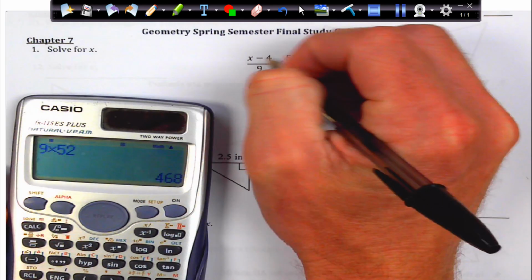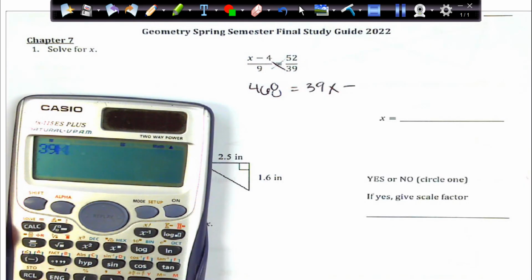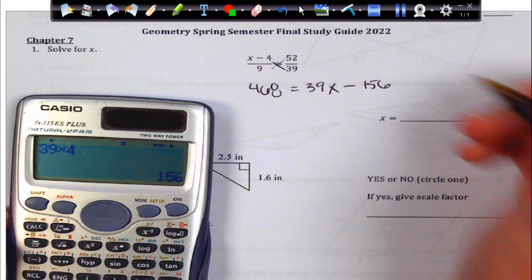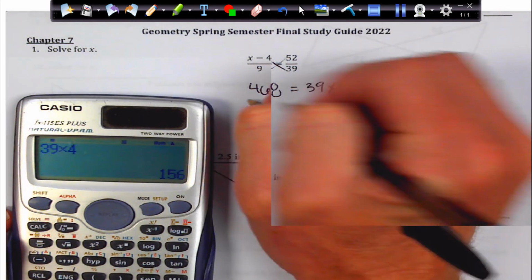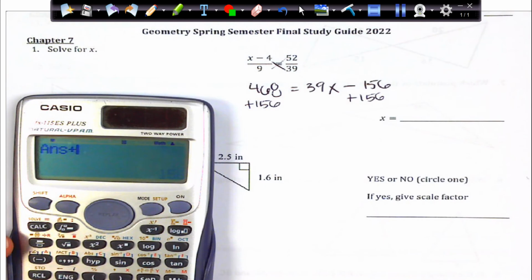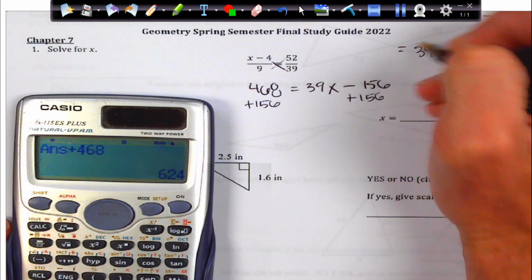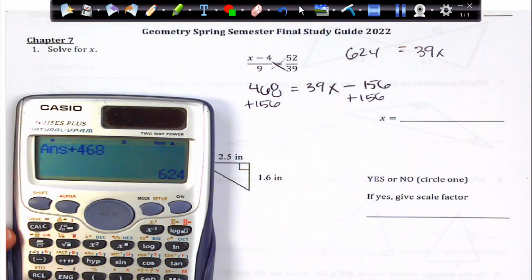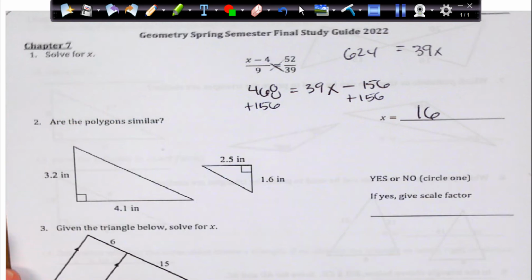When you multiply these, you have to distribute, so it's 39x minus 39 times 4, which is 156. And then we're going to add that 156 across. And we're going to get 39x equals 624, and divide by 39. X equals 16.